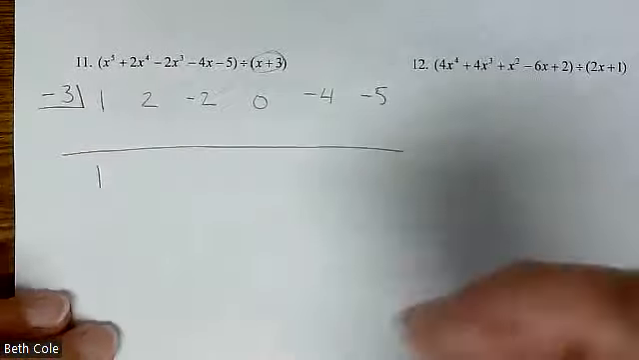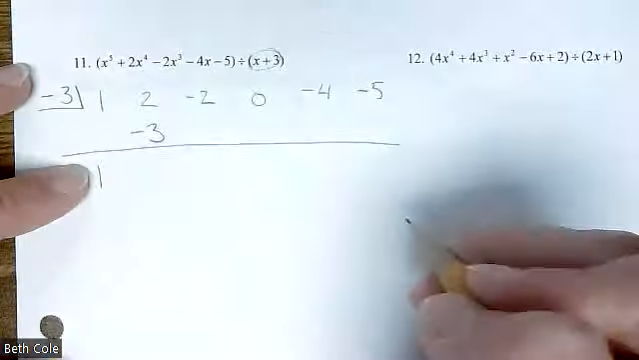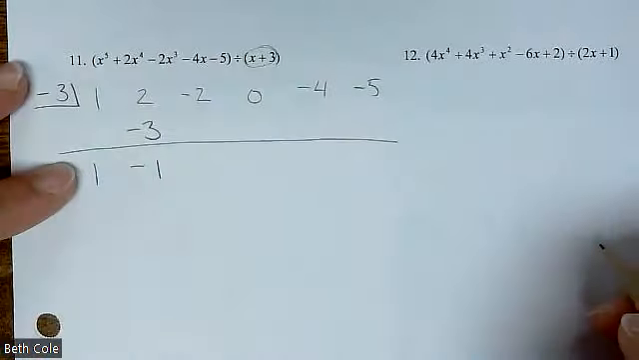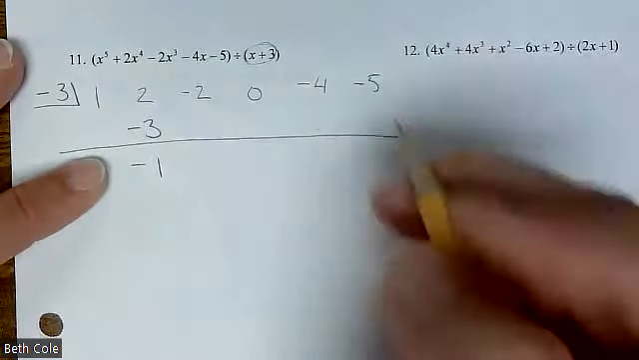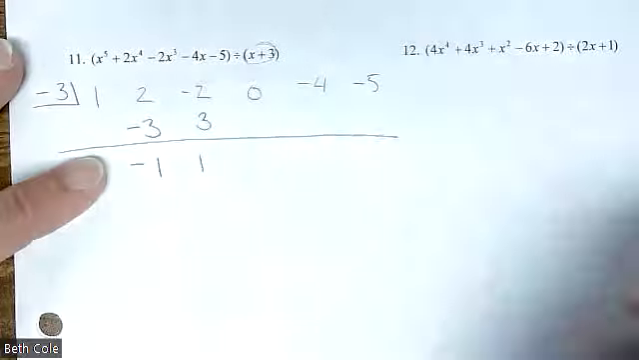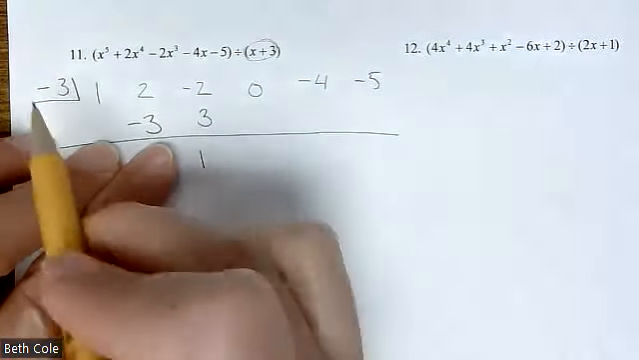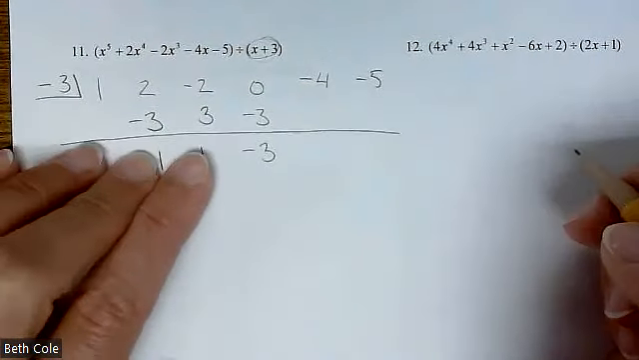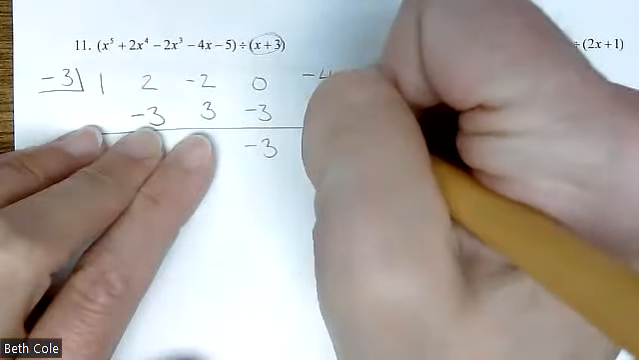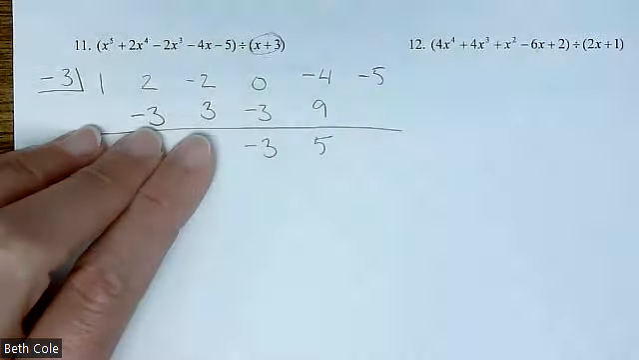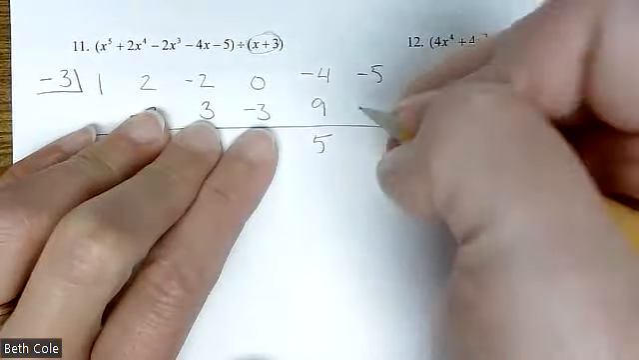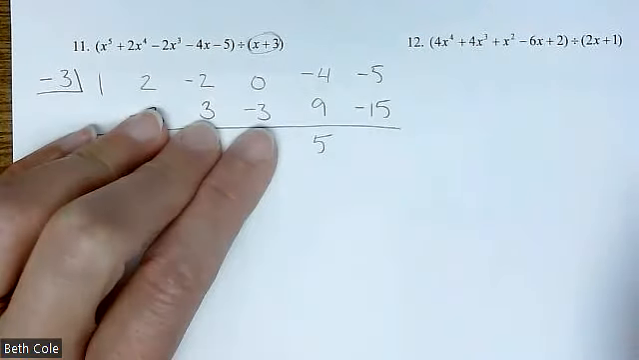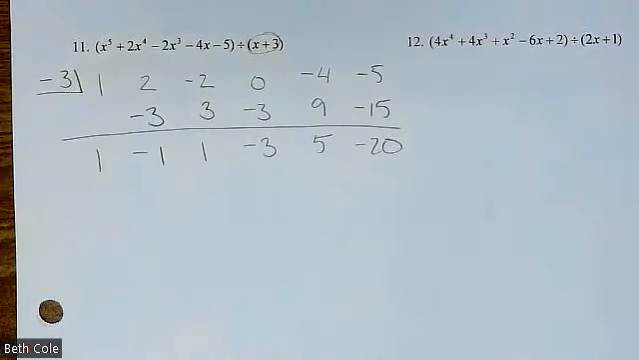Multiply, add, okay? -3 times 1 is -3. Add, good. -3 times -1, 3, add 1. -3 times 1 is -3, add -3. -3 times -3 is 9, add the column, 5. -3 times 5 is -15, add, -20. Do you get how you can just churn them out? You can just start to churn these out, okay?